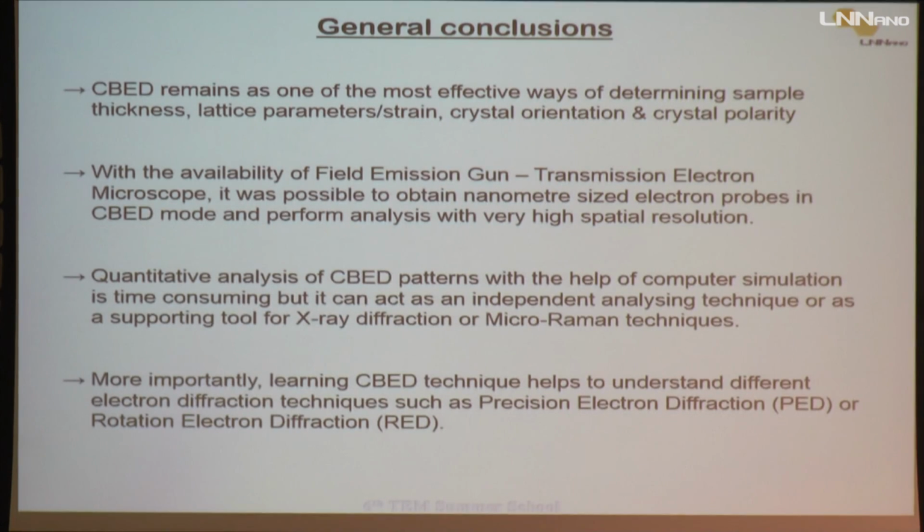In general conclusion, CBED remains one of the most efficient ways of determining sample thickness, lattice parameters, crystal orientations, and crystal polarity. With the availability of field emission guns and better vacuum systems, the TEM is becoming a very good option for producing nanometer-sized electron probes in CBED mode and performing analysis with very high spatial resolution. Of course, quantitative analysis of the CBED method is time consuming and requires computerized modeling, but it can act as an independent analysis technique, or as a supporting tool for XRD or micro-Raman analysis.